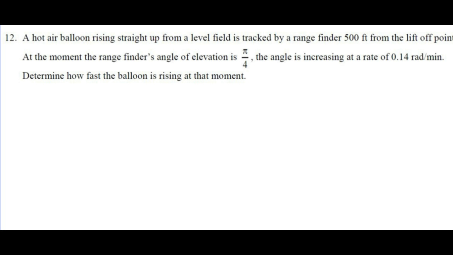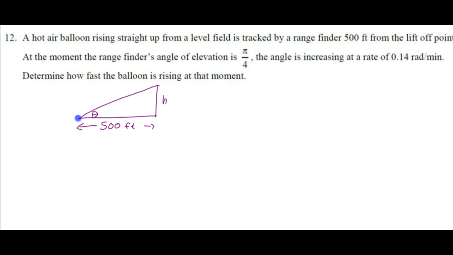Okay, so I need a picture. So you've got a rangefinder, which is 500 feet from the balloon, and you've got a balloon, which I'm not going to draw, which is some height up in the air, and then we've got an angle there. The rangefinder starts out 500 feet from the liftoff point, and we're assuming the balloon is just going straight up. And when that angle theta is pi over 4, the angle is increasing at a rate of, right, so if you had the rangefinder on a tripod, you'd be measuring how fast you would have to be changing its angle.